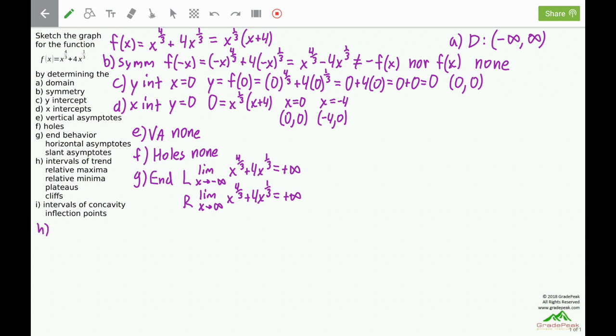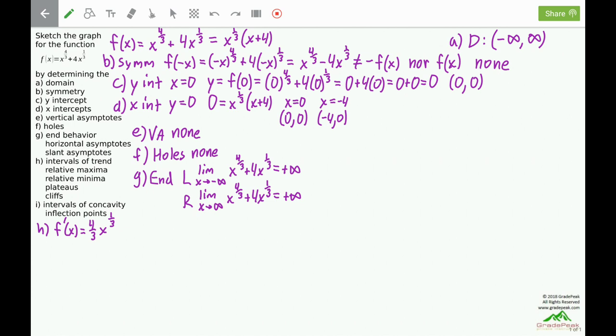For part H, we want to determine the intervals of trend, relative maxima, relative minima, plateaus, and cliffs. All of this involves the first derivative, f prime of x. Taken directly from f of x, the non-factored version, each term is a power rule. For the first term, bring the power down, 4/3. Subtract 1 from the power, 4/3 minus 3/3, which is a 1/3 power.